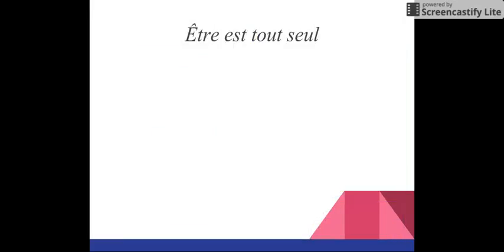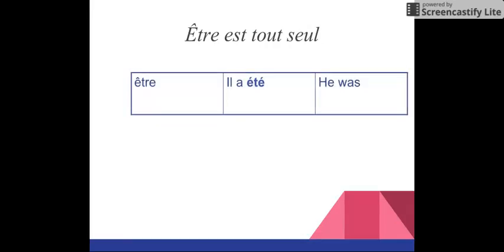Être est toute seule. Être doesn't have any other verbs that look like it. It looks like this. It becomes été, like the word summer, but it means was. Il a été. He was.